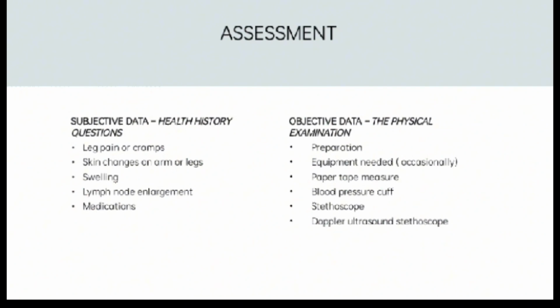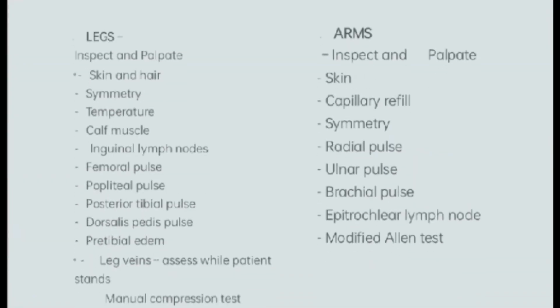Number one is preparation. In preparing for the physical examination, you have to introduce yourself first, and then explain the procedure to the client, provide privacy, and prepare the equipment needed. The equipment needed: we have a paper tape measure, blood pressure cuff, stethoscope, and Doppler ultrasound stethoscope. Inspection and palpation of legs.